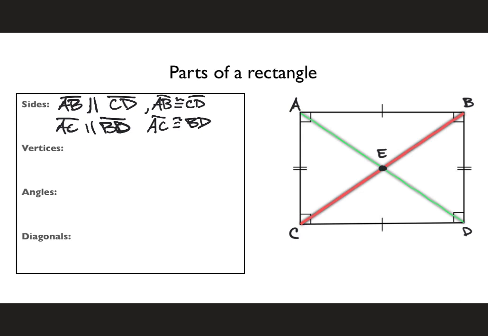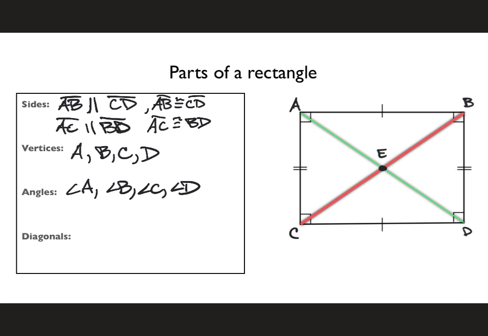Vertices are the corner where two sides meet, okay? So we have vertex A, B, C, and D. A vertex is where two sides meet. Angles, we have angle A, angle B, angle C, and angle D. Those are the interior parts of the vertices.